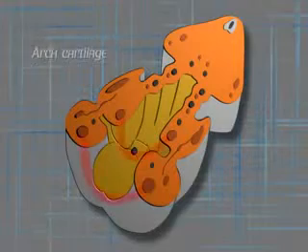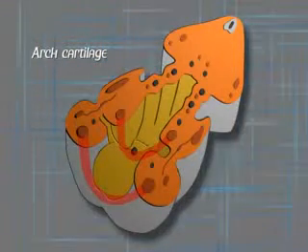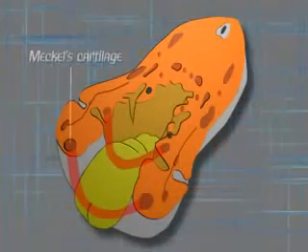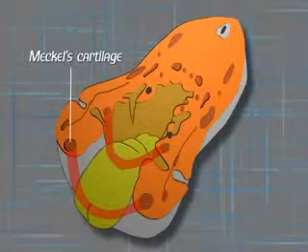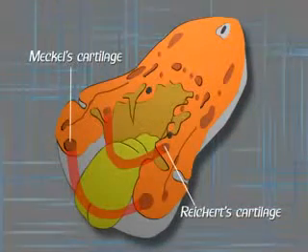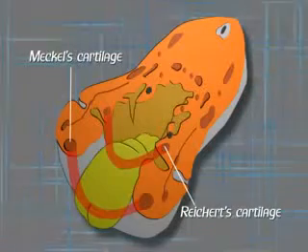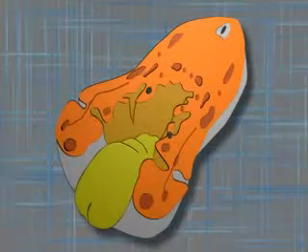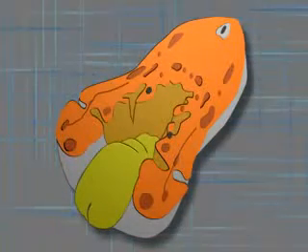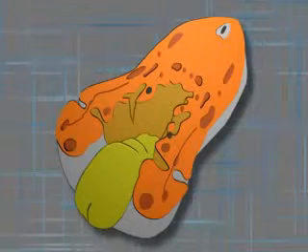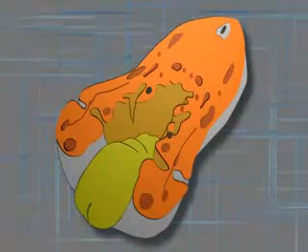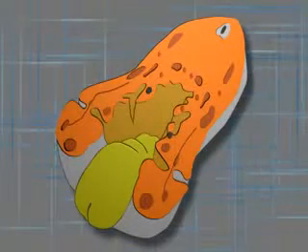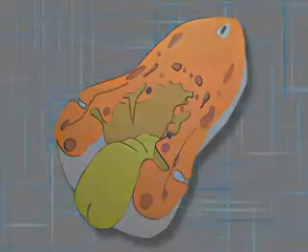This ectomesenchyme condenses to form a bar of cartilage referred to as the arch cartilage. The cartilage of the first arch is called Meckel's cartilage, and that of the second arch is called Reichert's cartilage. The mesenchyme surrounding the first and second arch cartilages give rise to the muscles of mastication and to the muscles of facial expression respectively. Each arch also contains an artery and a nerve. The first, second, and third branchial arches play an important role in the development of the face, mouth, and tongue.